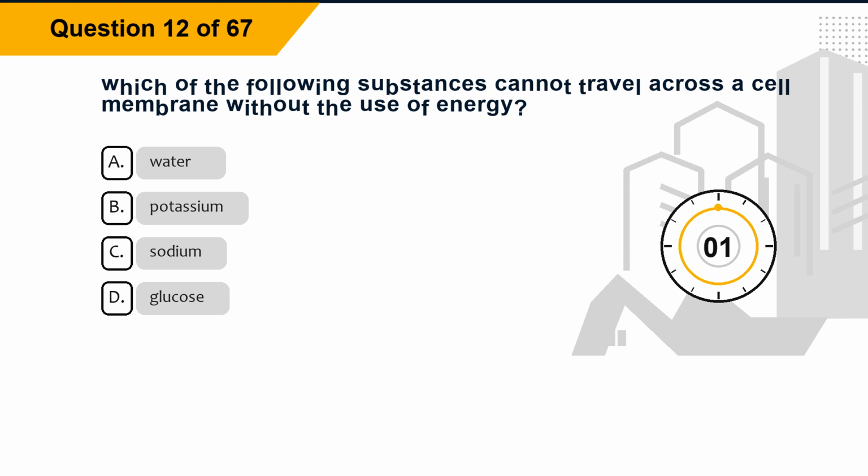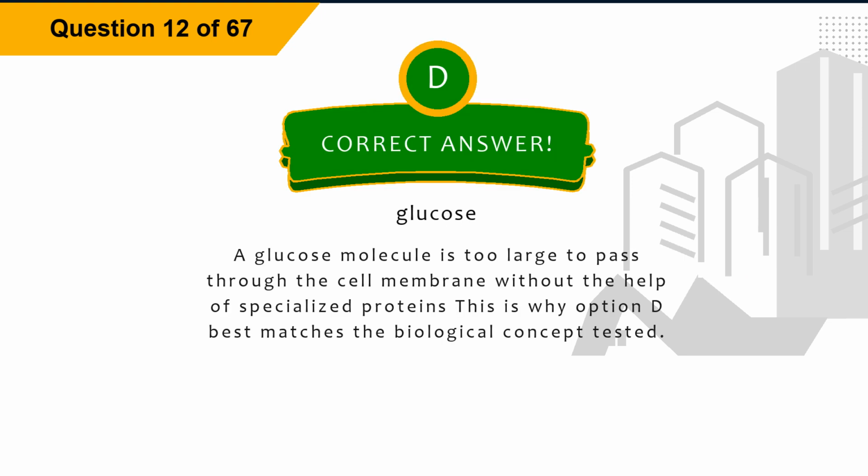The correct answer is option D, glucose. Explanation. A glucose molecule is too large to pass through the cell membrane without the help of specialized proteins. This is why option D best matches the biological concept tested.